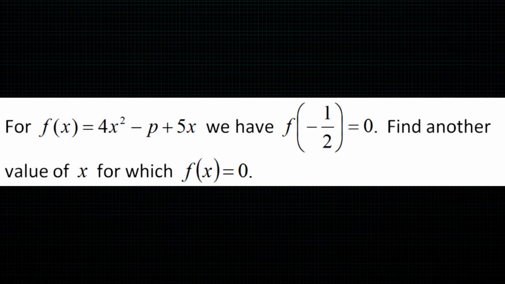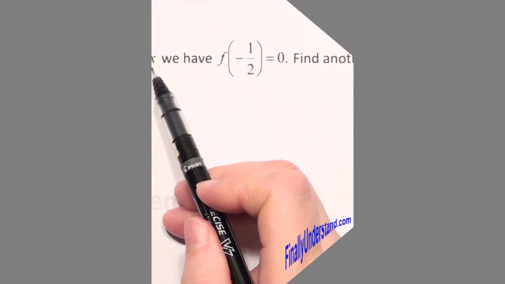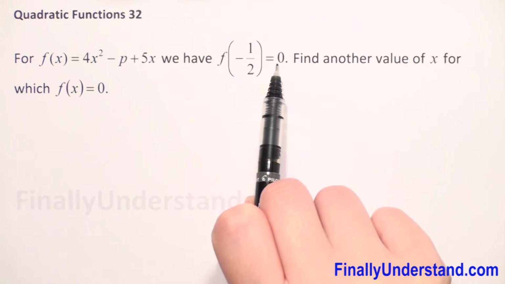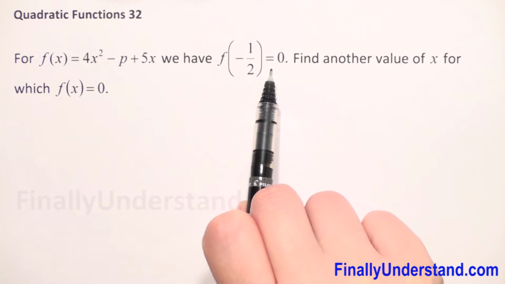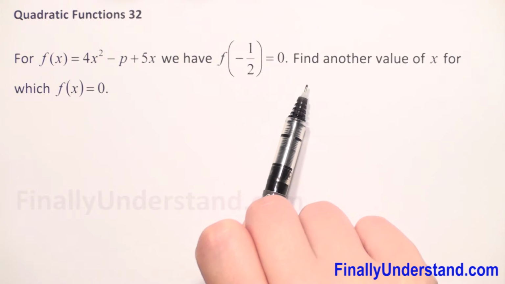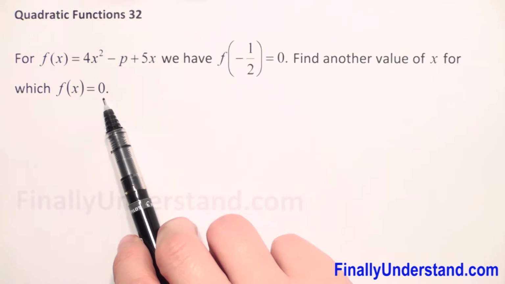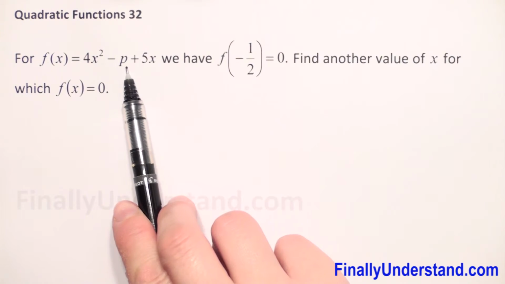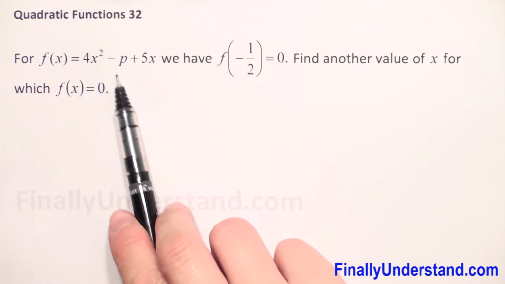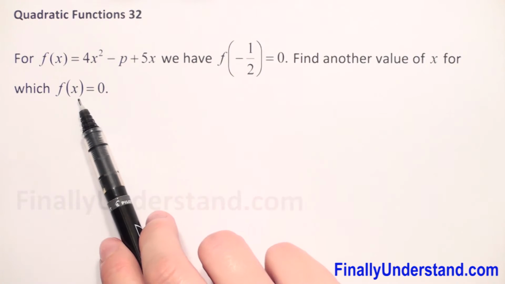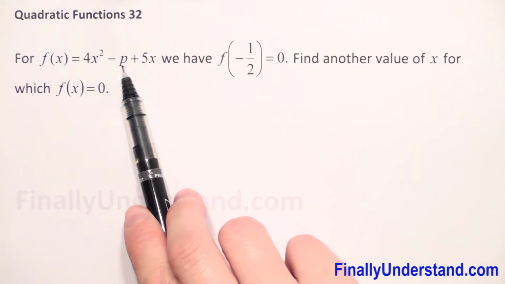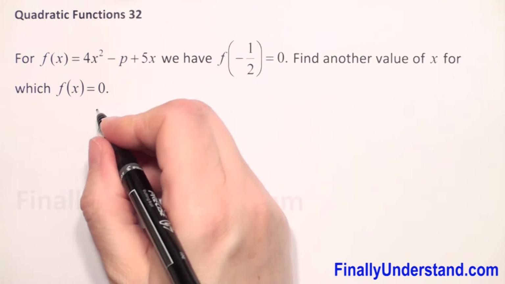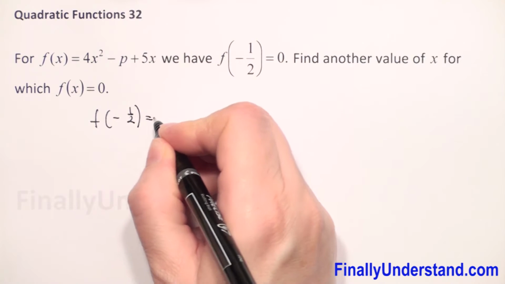We are given the function f(x) = 4x² − (p + 5x), and for x = −1/2 this function is equal to 0. We have to find another value of x for which f(x) is equal to 0. So let's look at our function. First we see that we have an unknown p. To find another value of x for which f(x) is 0, first we need to find p. To find p, we will use this information: f(−1/2) is equal to 0.